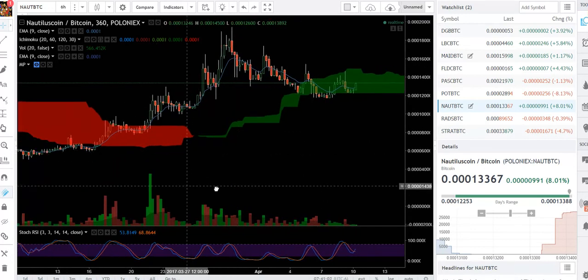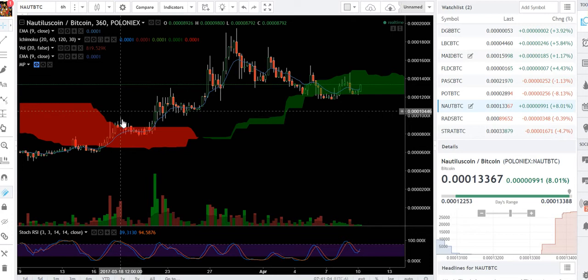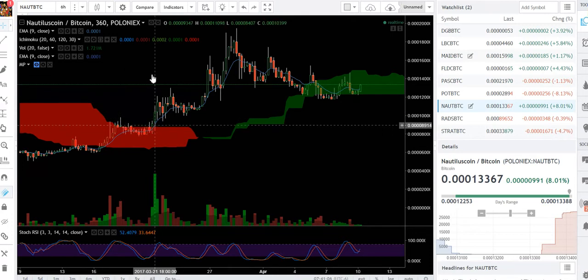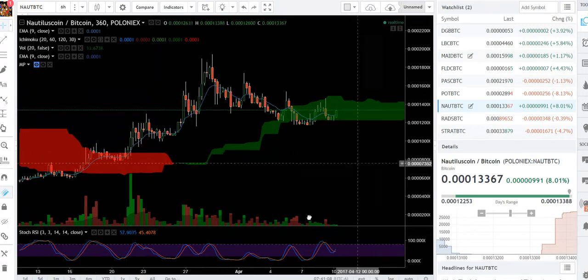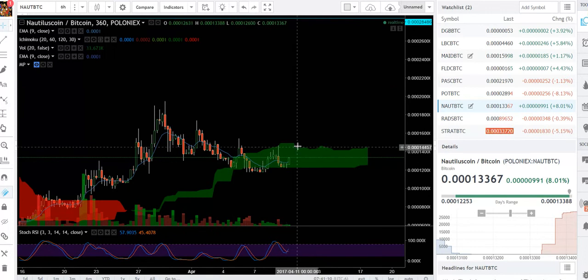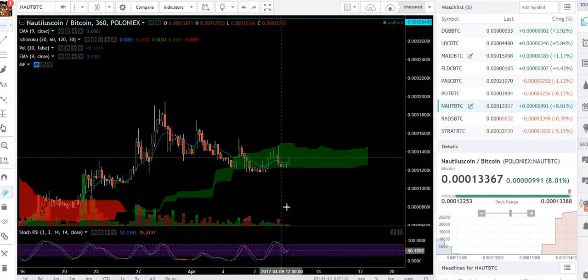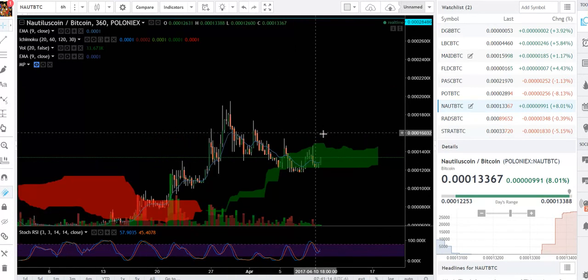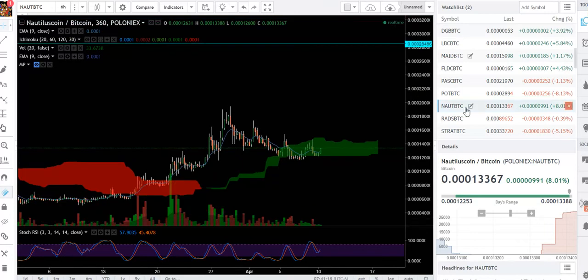Even right here, once this thing came through the cloud, it came back down, and then right here, poof, pushed off the cloud. This thing's trying to get its way back up here with the 6 hour cross to get above the cloud and do a push off the cloud. Same thing. What are we looking at here? Nautilus, same thing with Libra.